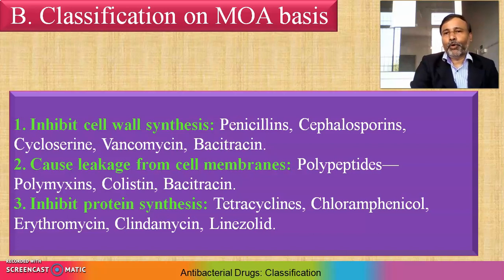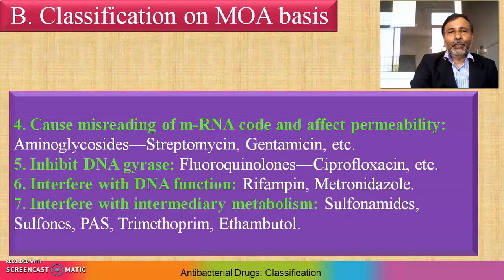Third one is a very important one, inhibition of protein synthesis. Now let's see the examples: tetracycline, chloramphenicol, erythromycin, clindamycin, linezolid. These are the examples which show the mechanism of action of inhibition of protein synthesis. Now let's see the remaining ones.